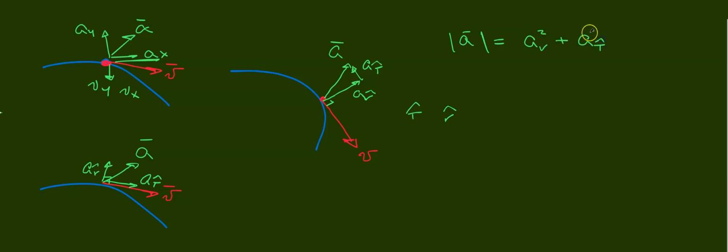Once again, to find the magnitude of the total acceleration, you can do Pythagoras, right, square root, and to find the angle, let's say the angle here, you do inverse tangent of AT over AR, depending where you want to find the angle. If it's the other one, then it will be AR over AT.